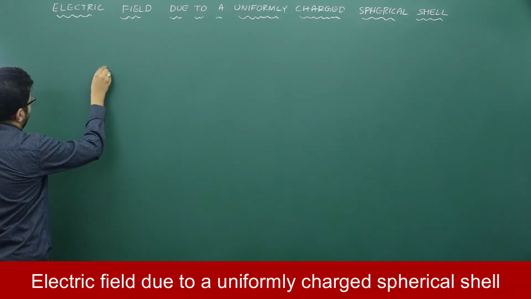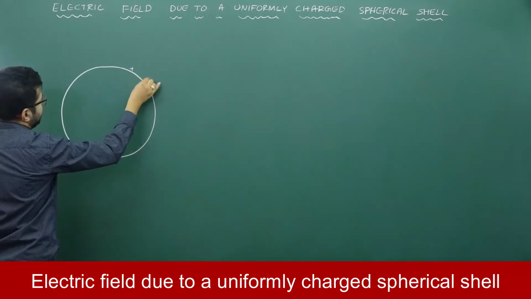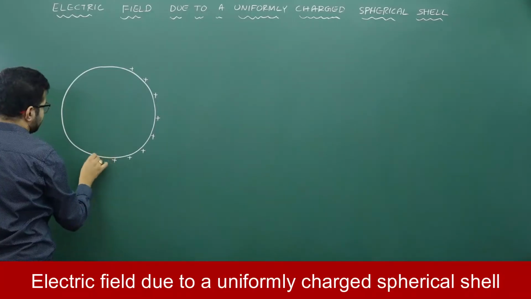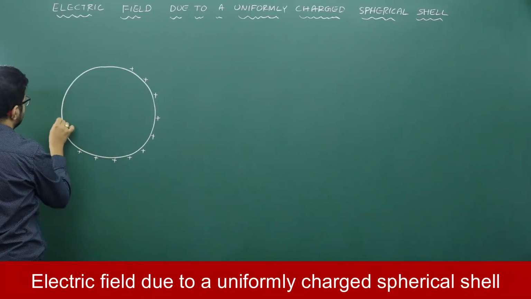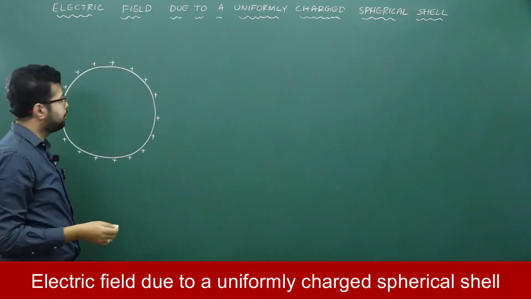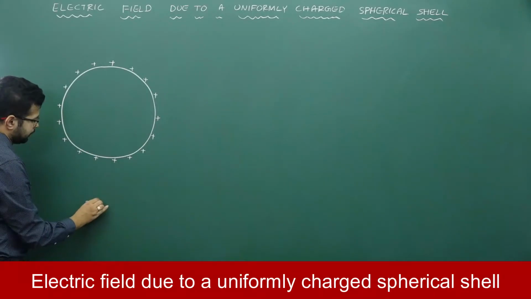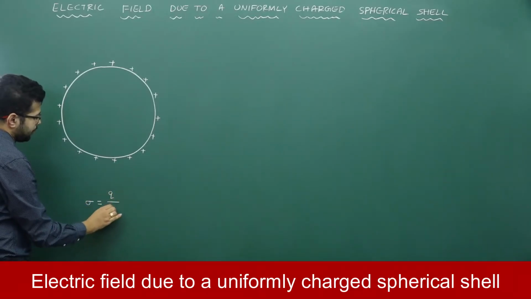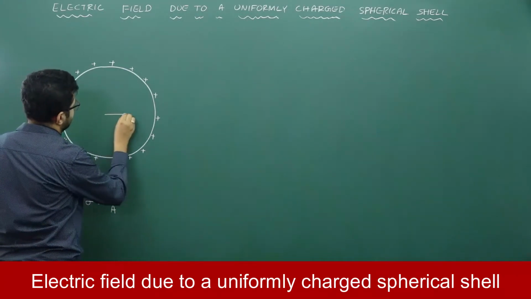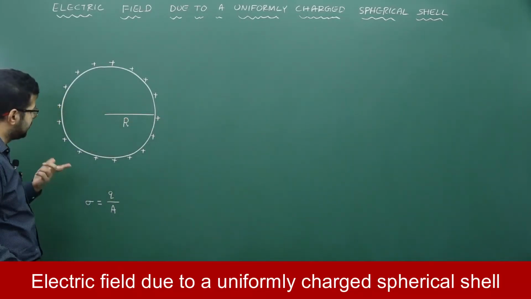Let me consider a spherical shell. Say some positive charge q is uniformly distributed all through on the surface of the spherical shell. Say the surface charge density of this shell, let it be sigma, equal to q by A. Say the radius of this spherical shell is capital letter R.